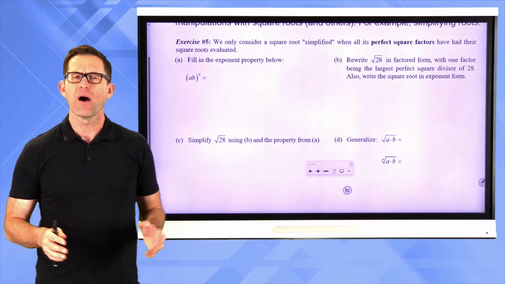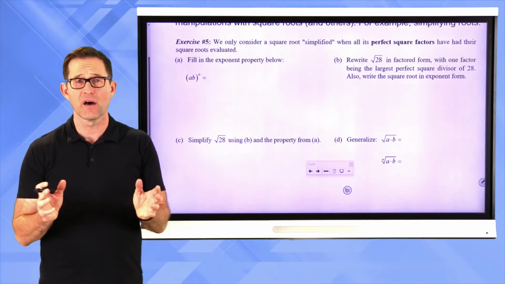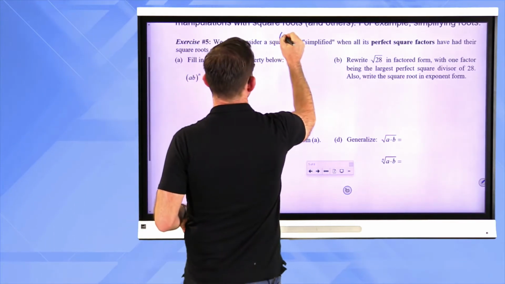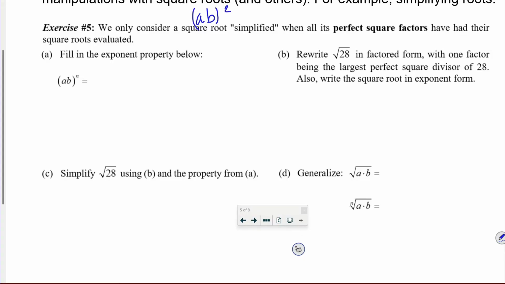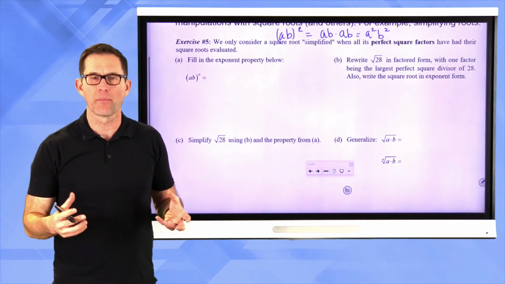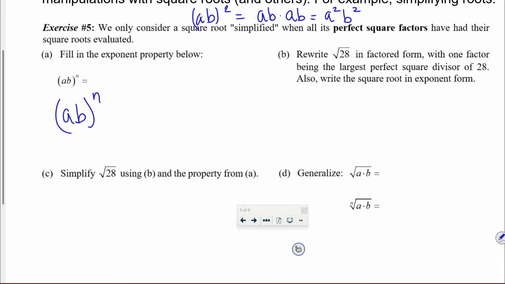All right, now, what does it mean? If I have a product raised to a power, a product, not a sum, not a difference, but a product raised to a power. So like if I had something like (a times b) to the second, that would be ab times ab, and that would be a to the second, b to the second. So there's this exponent property that says if I've got (a times b) raised to the nth, that's the same as a to the nth times b to the nth.